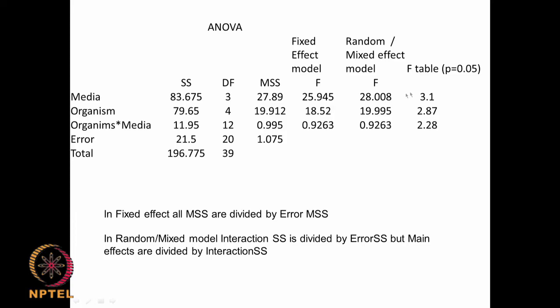If you look at the fixed effect model, you see the F value which you calculate from ANOVA as against the table value. Media has a very strong effect, so obviously we take the alternate hypothesis. Organism also has a strong effect, whereas interaction does not have any effect, whether it is a fixed effect or the random effect model.